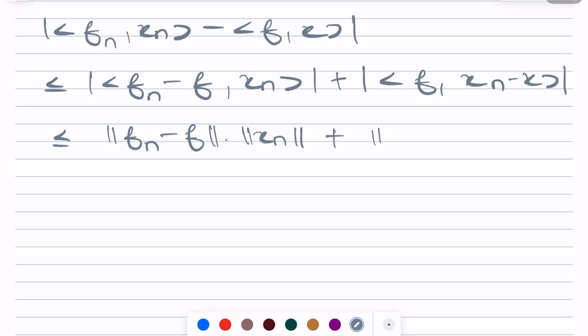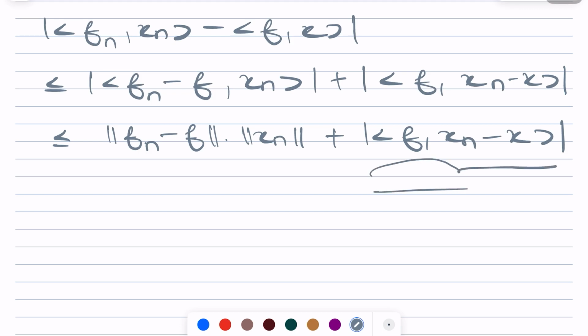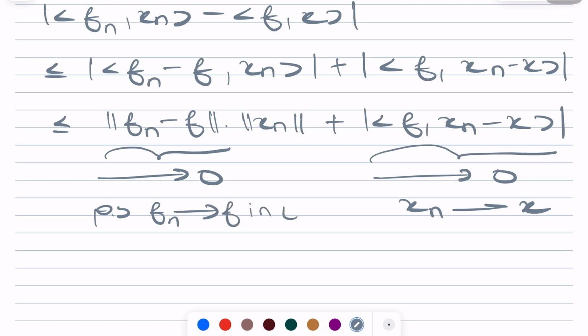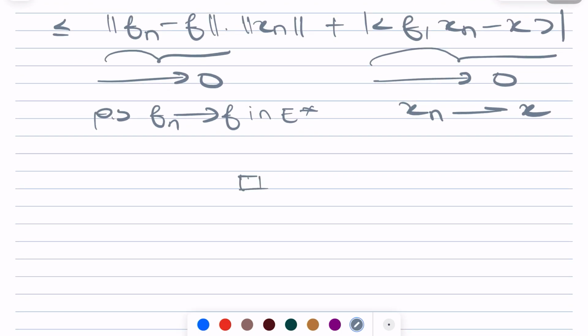And here, you don't even need to do anything special, because we can use the assumption that this goes to 0, because xn converges to x, and here we also have the assumption that this goes to 0, right? As fn converges to f in E star. So then we are done. Okay, good.